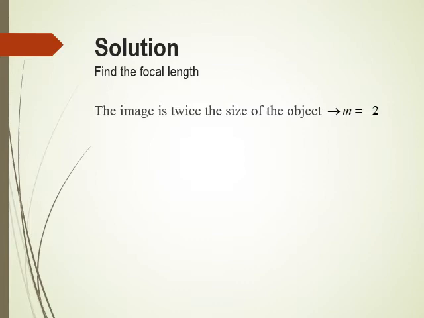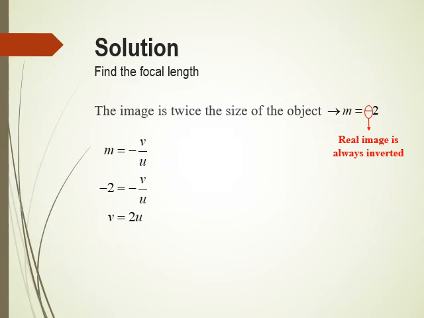Another keyword mentioned in the question is the real image. When it comes to a concave mirror, a real image is always inverted. Therefore, I know that my m should be a negative value. So in this question, m equals negative 2. Now let us apply the equation: m equals negative v over u. So we have negative 2 equals negative v over u. Cancel the negative out and you will obtain v equals 2u. That would be our first equation.